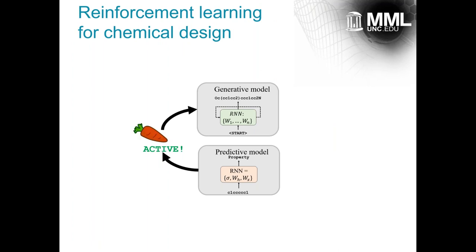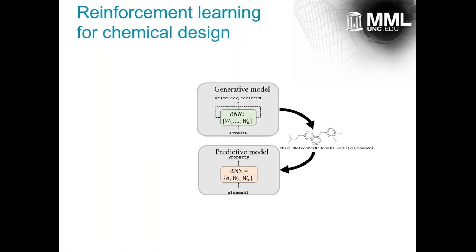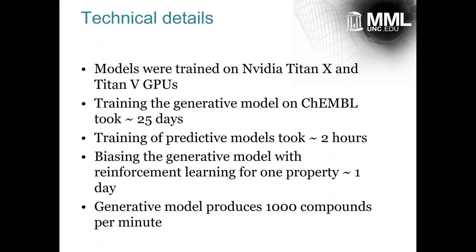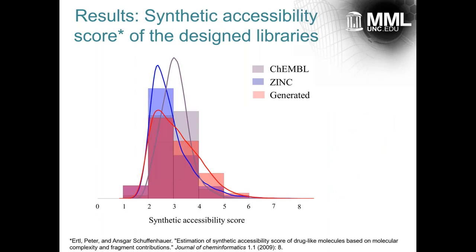If it's active, if it's predicted to have the desired property, then the generative model gets a reward. And if it's predicted to be an inactive molecule in this case, then the generative model gets a punishment, so to speak. And so this balance between reward and punishment progressively moves the generative model to compounds that have the desired property. And so these are some technical issues as to how long it takes. This is to show that the molecules that the system produces have synthetic accessibility similar to that of molecules used in the training sets.